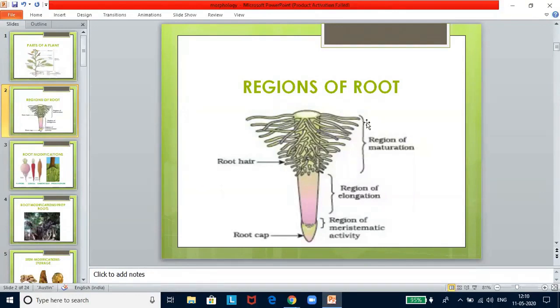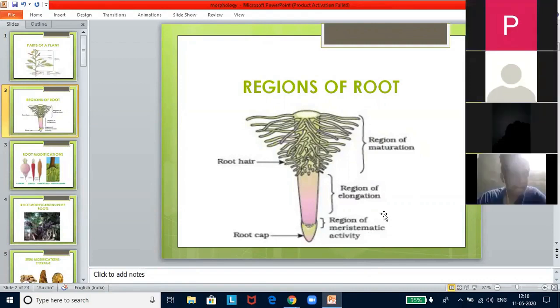Now, if you look at it, these areas are very important. They might give you in this figure to identify the region of maturation, region of elongation, or region of meristematic activity, or the root cap and root hair. Or they might ask you root hair arises from.